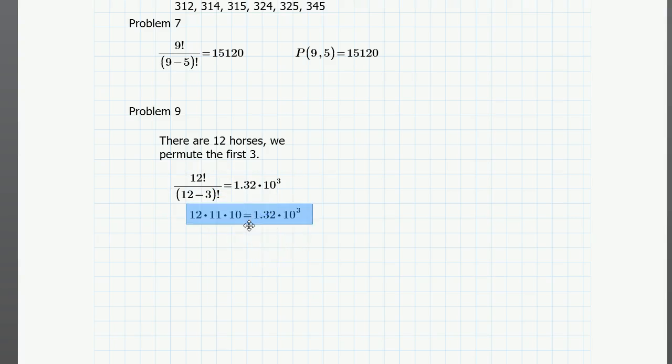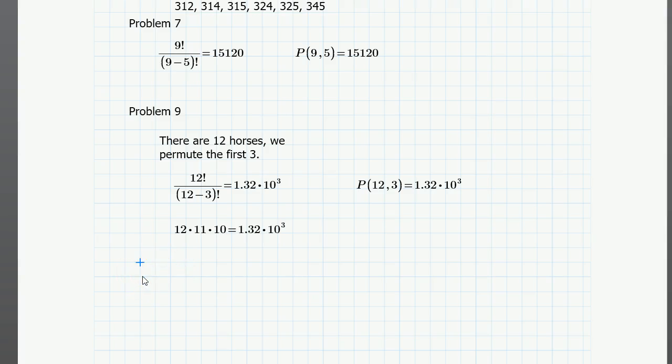See, the mistake I made was I went ahead and did the math in my head and put 12 minus 9 there. All right, so let's do our formula over here. P(12, 3) equals the same answer. Okay. Finally, number 10. 6 different candidates for governor of a state. How many different orders of the names can be printed on a ballot?